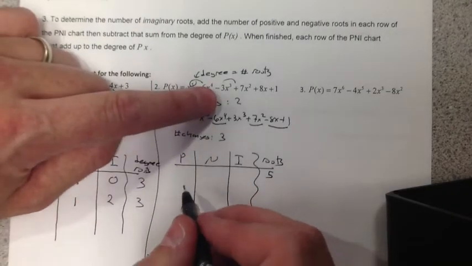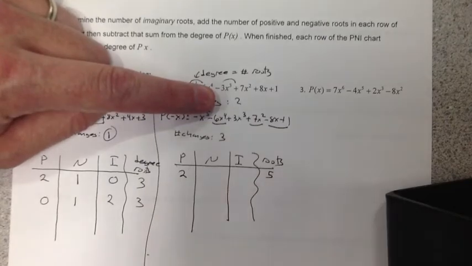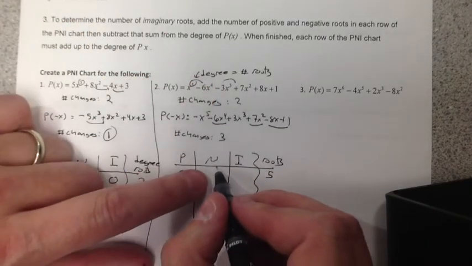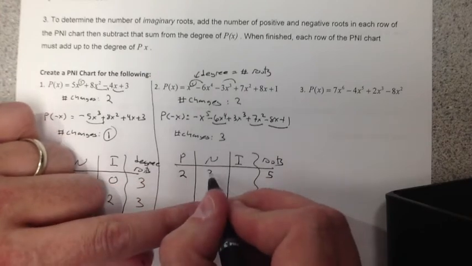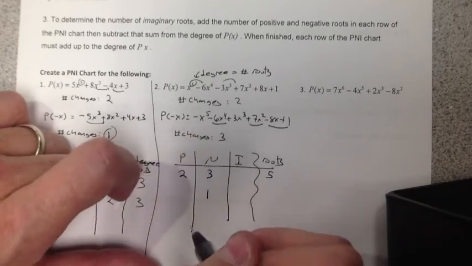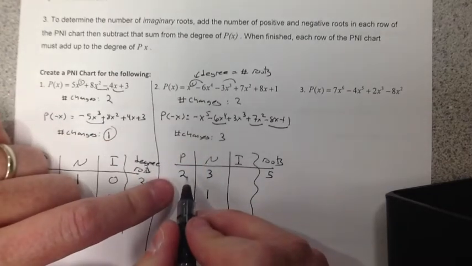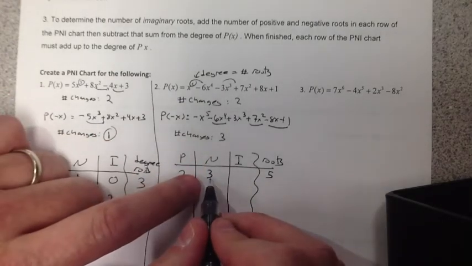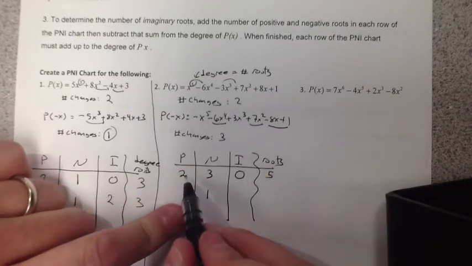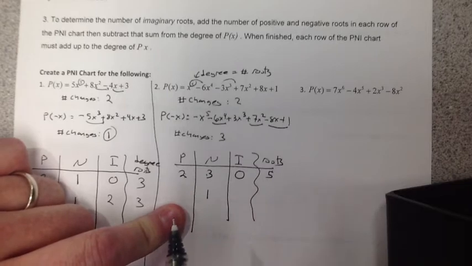So let's deal with the positives. I can have 2 positives. So if I have 2 positives, let's deal with the negatives. Well, I could have 3 negatives, or subtract 2, I could have 1 negative. So now, if I have 2 positive, 3 negatives, that means there's going to be 0 imaginary, because remember, 2 plus 3 is equal to 5.